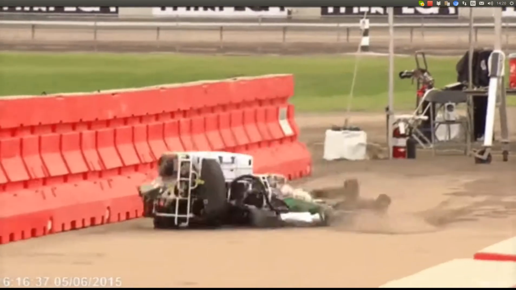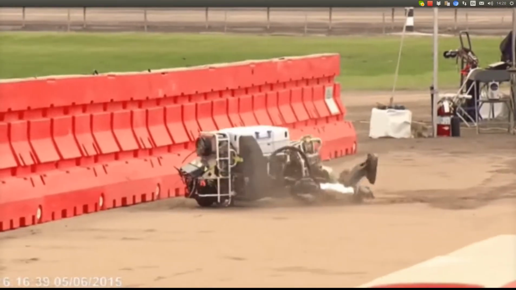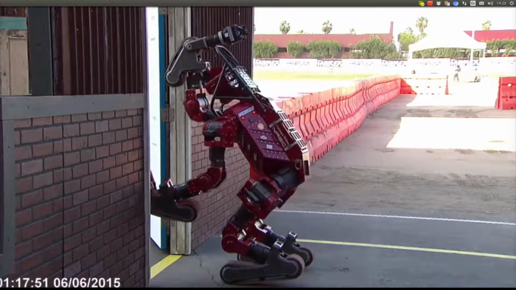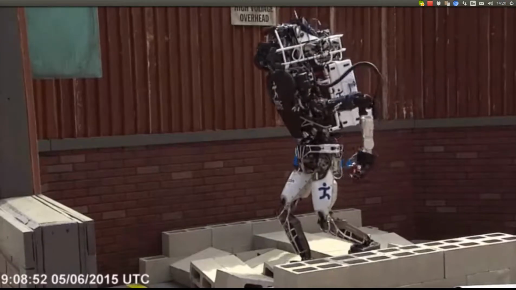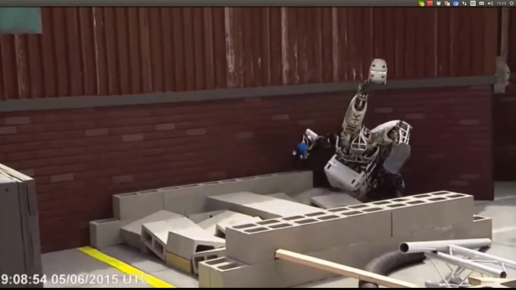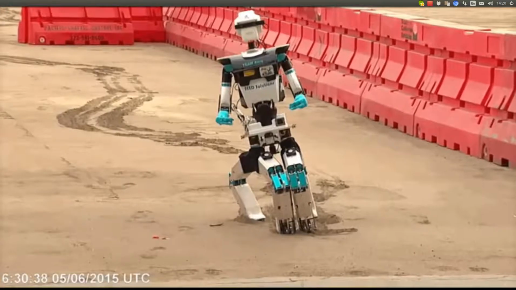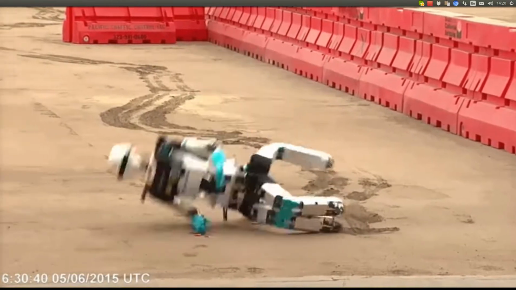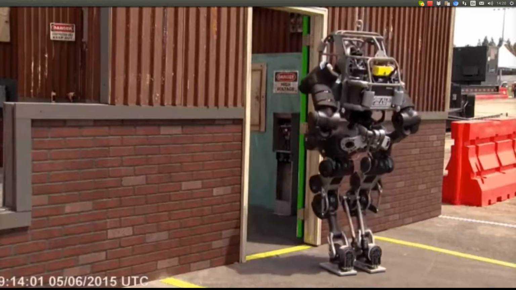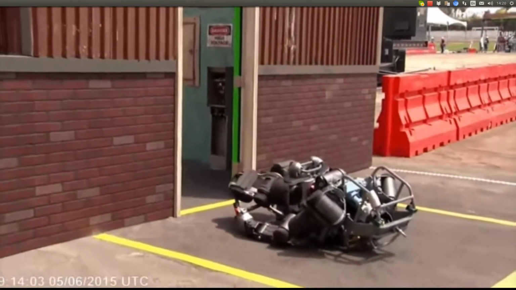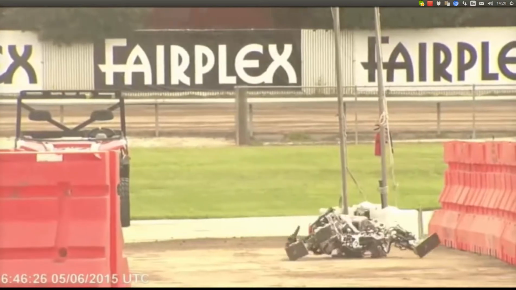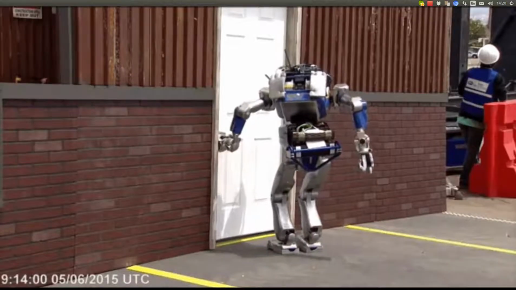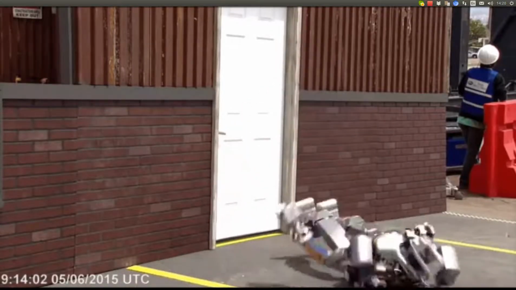Just as an example of how fragile these things are, this is the 2015 compilation of robot accidents during the 2015 DARPA challenge, when these robots would have to try and complete a number of basic tasks such as opening doors or walking on uneven terrain, and it just sort of demonstrates the complexity of doing things which humans might find absolutely trivial.